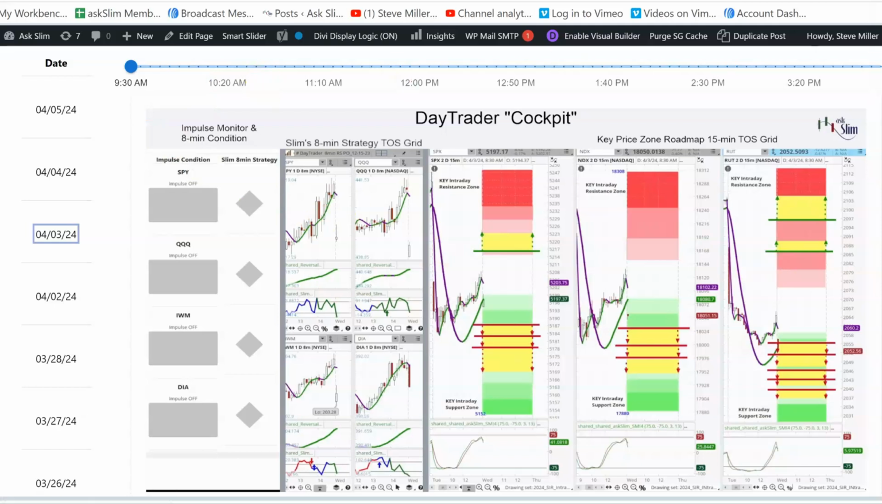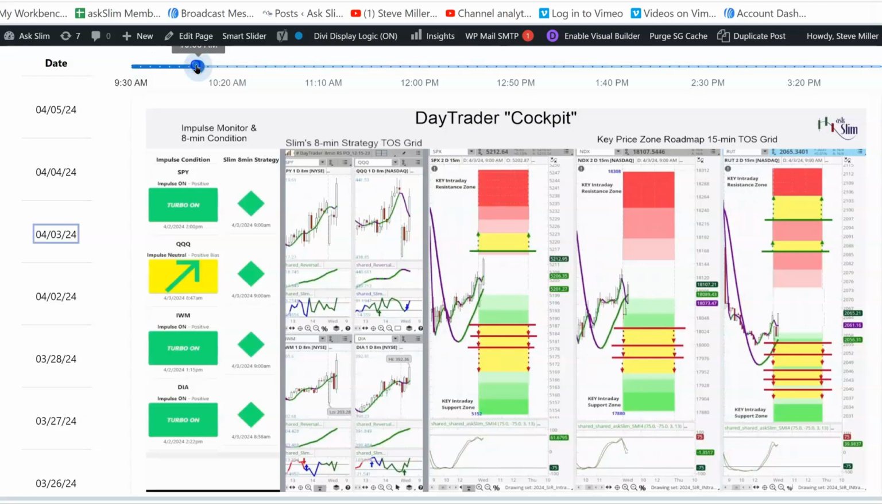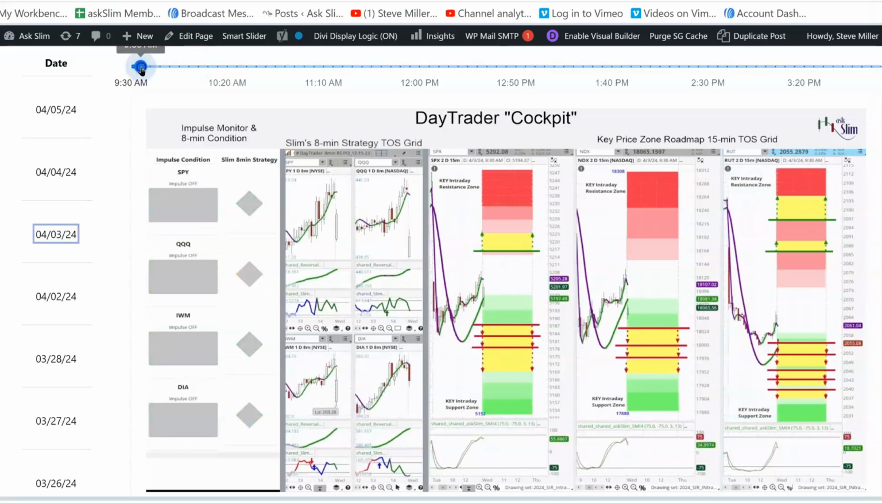So let's start to go through this right now and to get a sense for what we're learning in here as we go through the day. So you can see it's set at 9:30 a.m., that's Central Time, and we can actually scroll through the day, as you see, as each of these are 5 minute indicators. So let's go back over here.